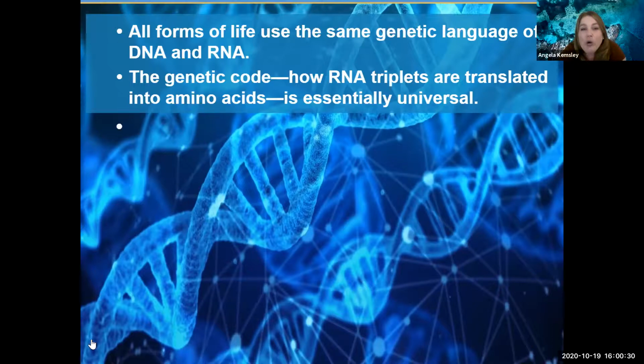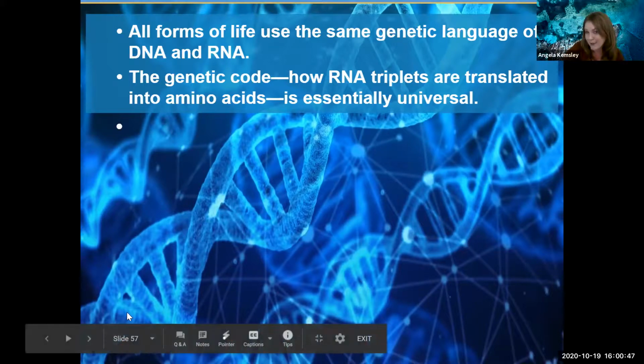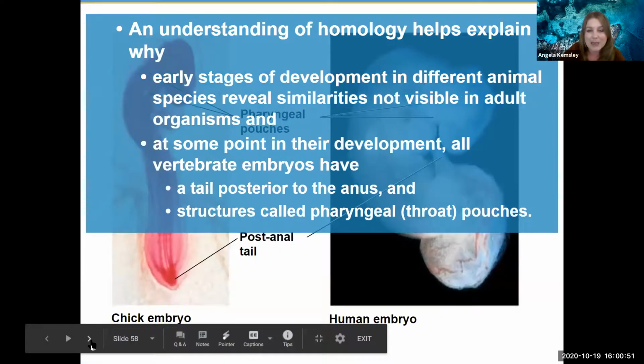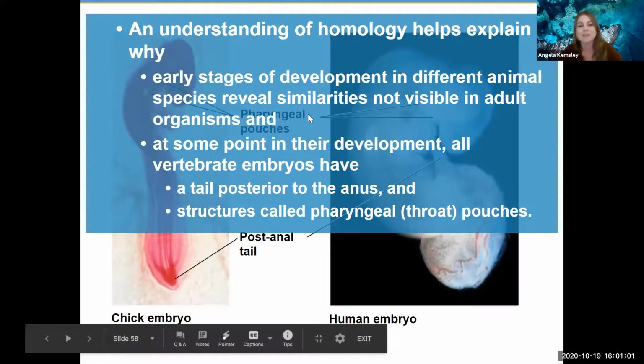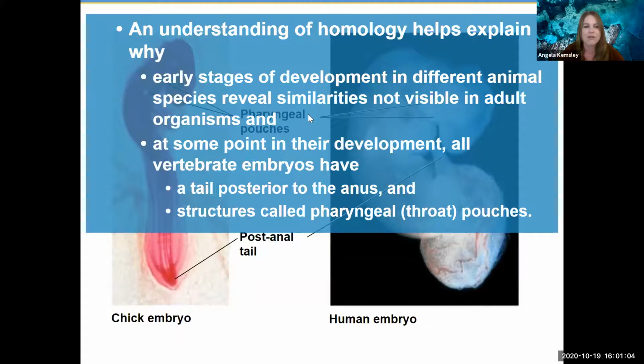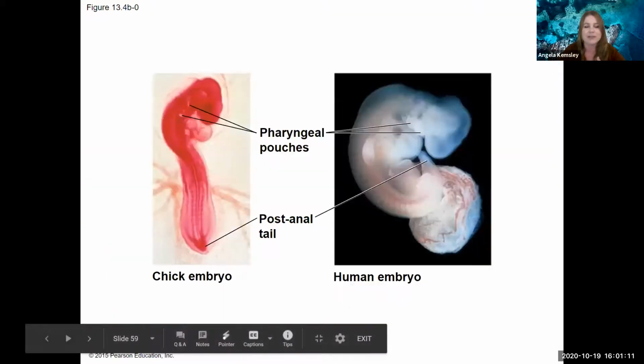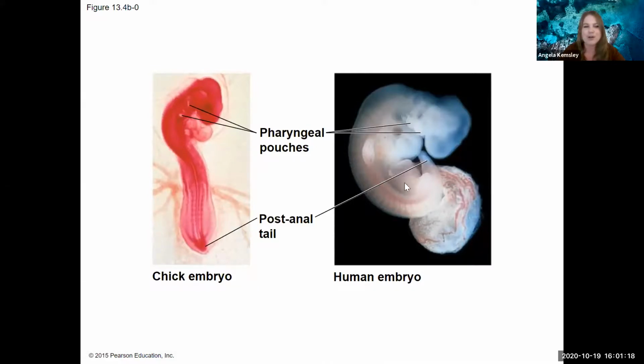And think about this, the genetic code, those codons, how RNA triplets are translated into amino acids during transcription and translation, is essentially universal. So all types of organisms, from very, very small organisms to humans, are doing transcription and translation using codons. So that's also pretty good evidence that at some point we all shared a common ancestor. And an understanding of homology helps explain why things like the early stages of development in different animal species reveal similarities not visible in adult organisms. At some point in their development, all vertebrate embryos have a tail and a structure called the pharyngeal or throat pouches. So if you take a look in the background, take a look at this chick embryo, like a chicken, and the human embryo. Notice they look very, very similar.